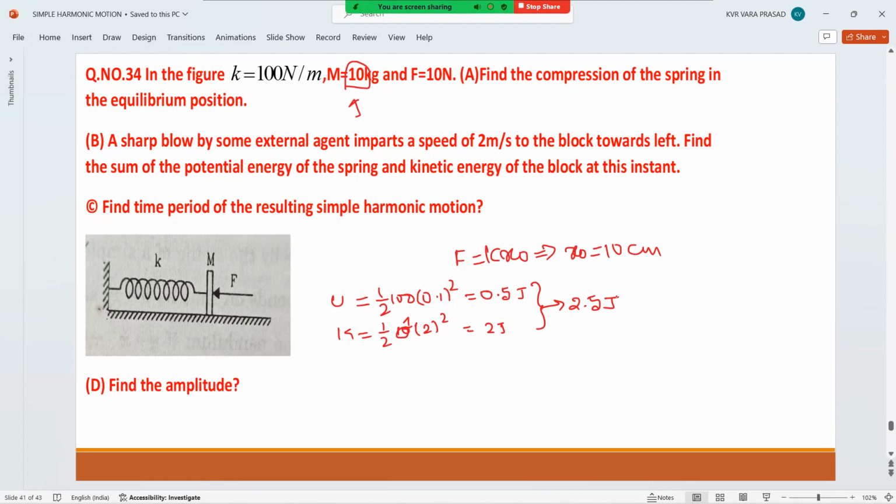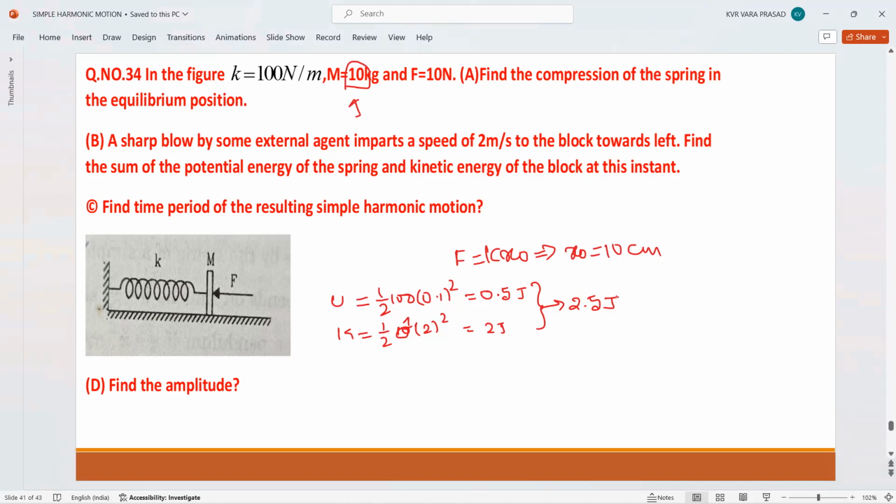Right. And see the time period of resulting simple harmonic motion. So it is directly 2 pi root m by k. M value is known and k value is known. Okay. Let us now focus. Find the amplitude. Fourth one, find amplitude.